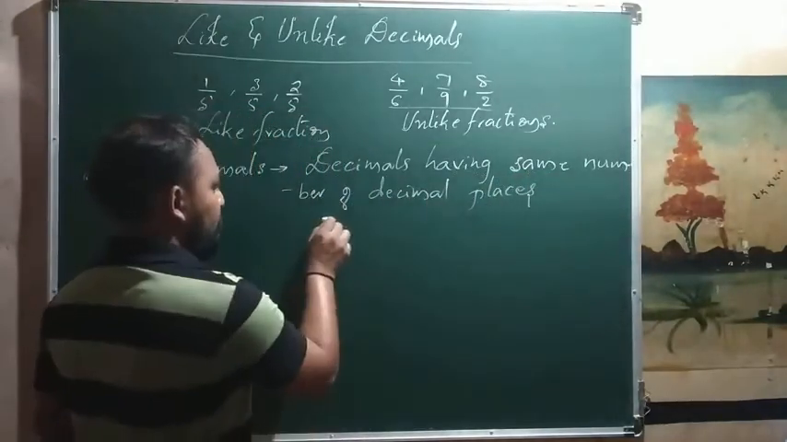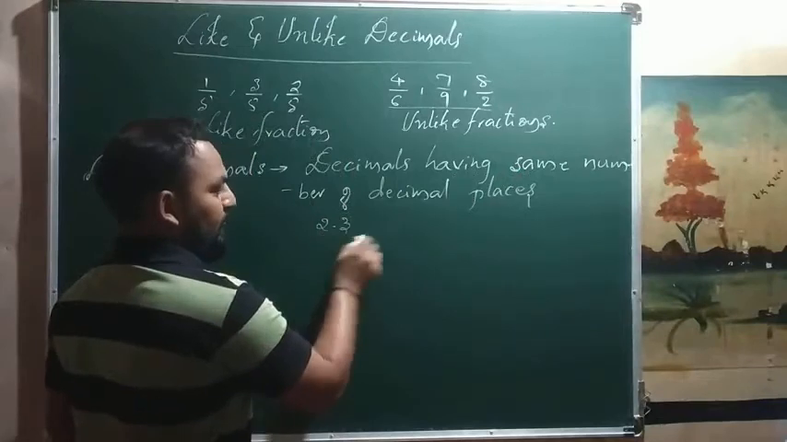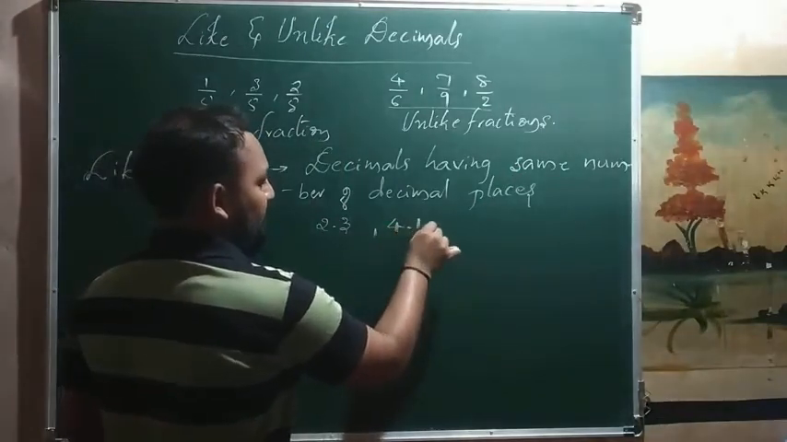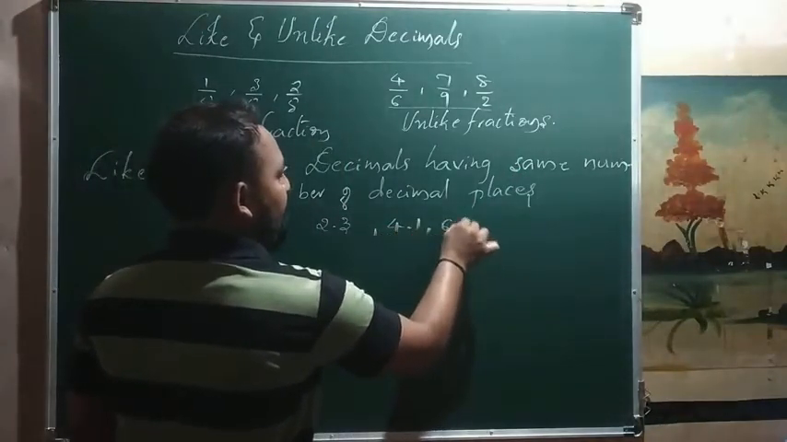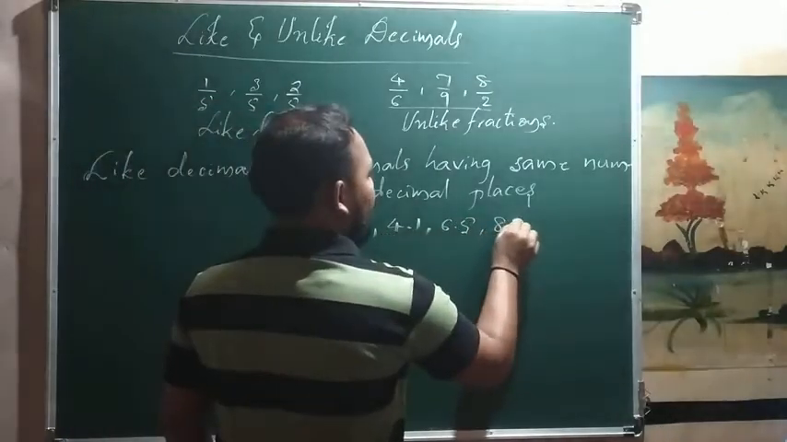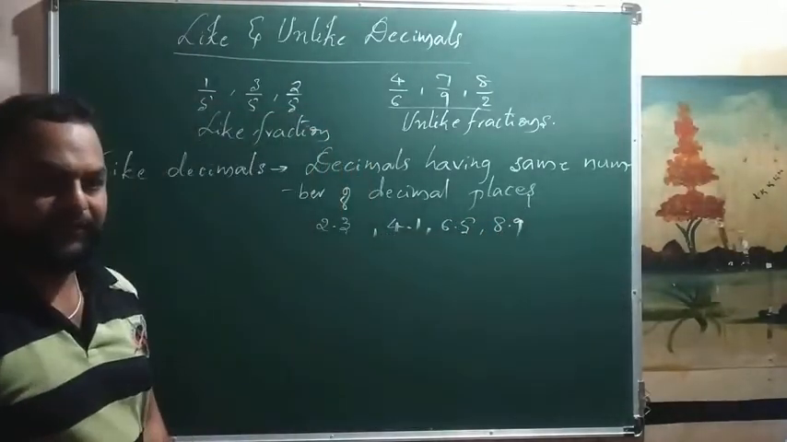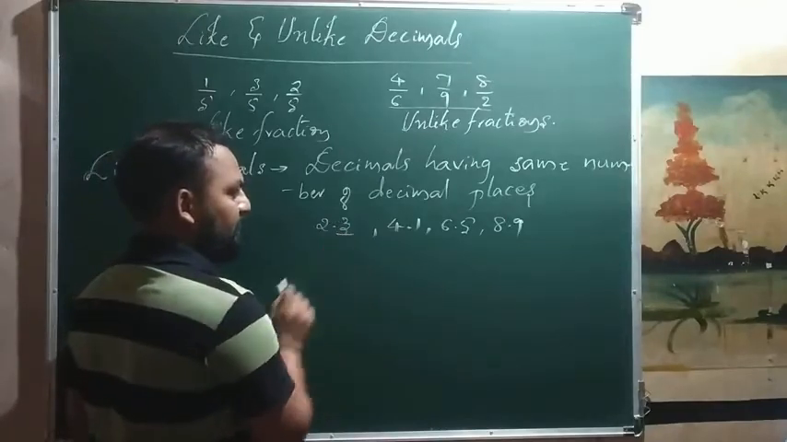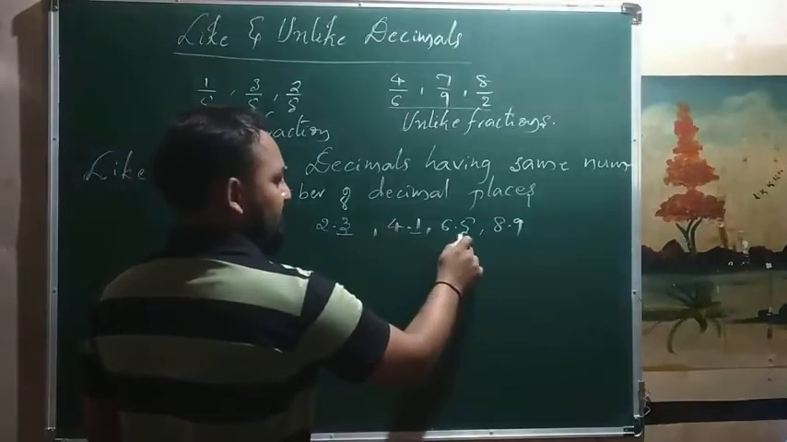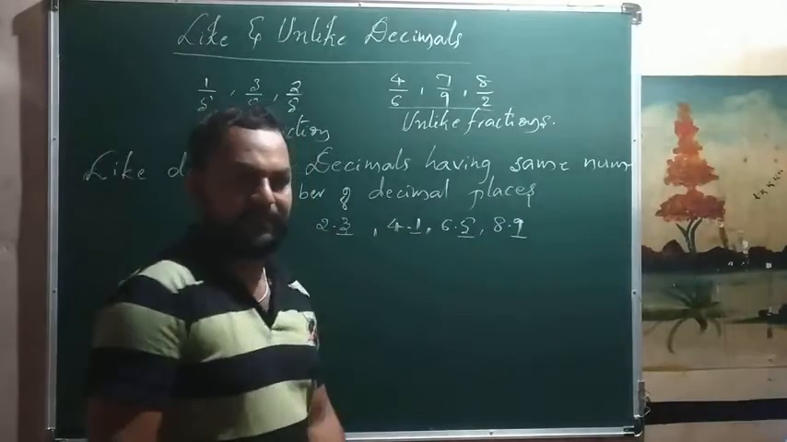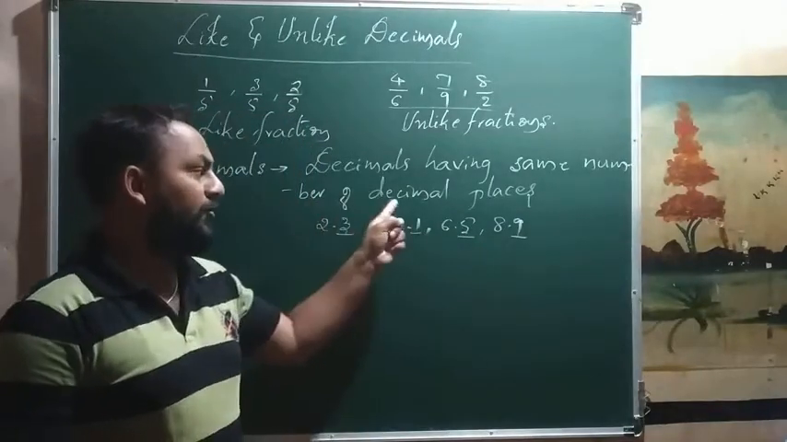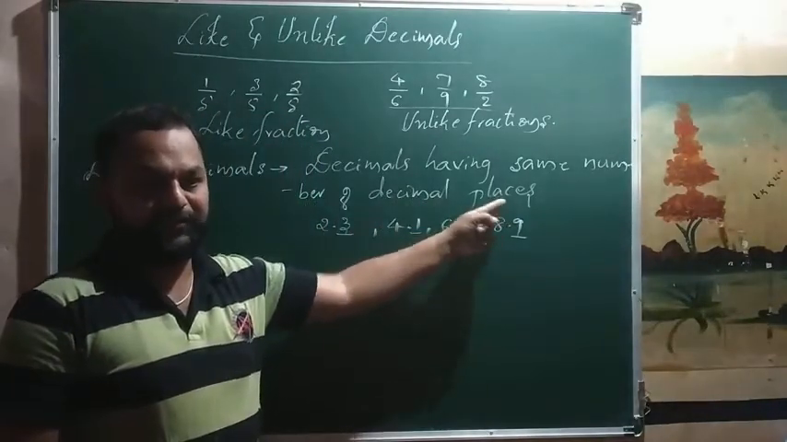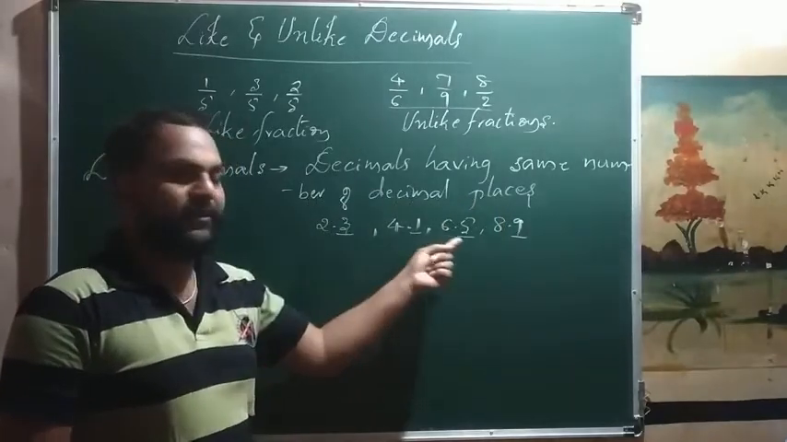Here, 2.3, 4.1, 6.5, 8.9. After the decimal point, there is the tenths place in each. Same number of decimal places. So these are like decimals.